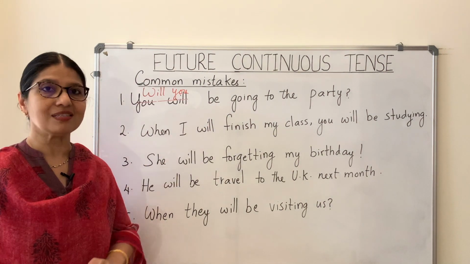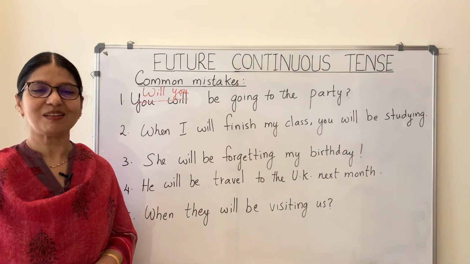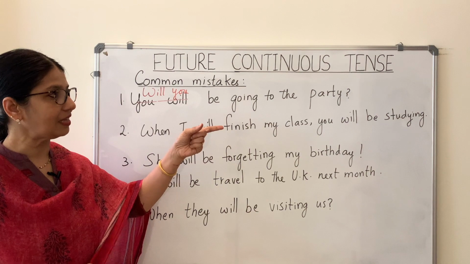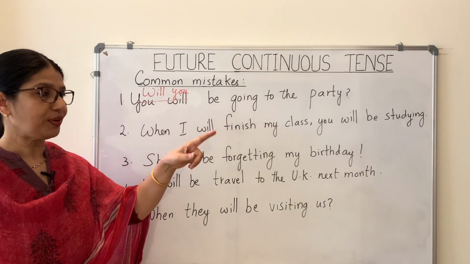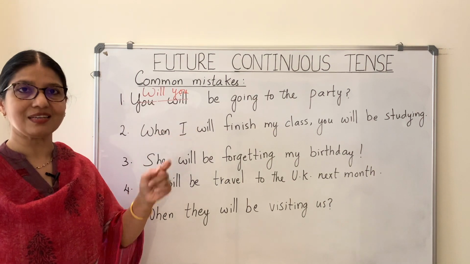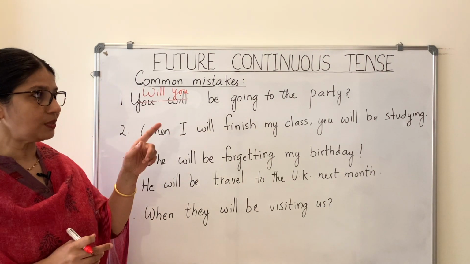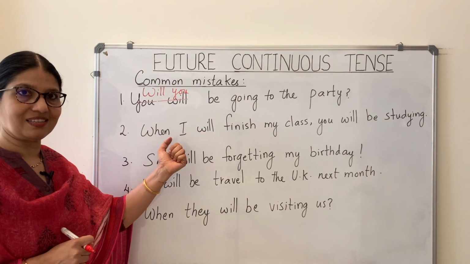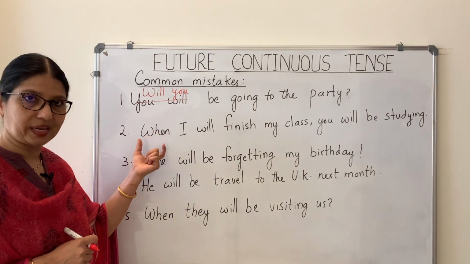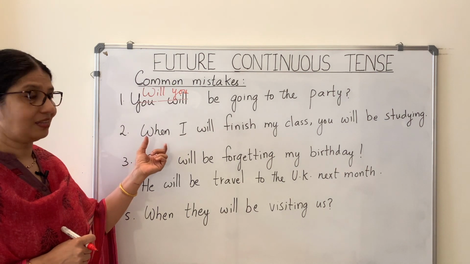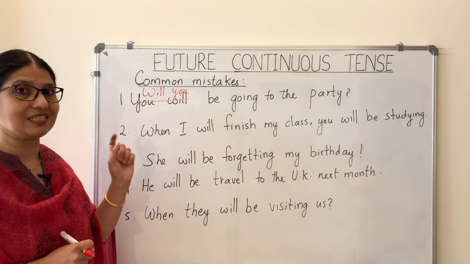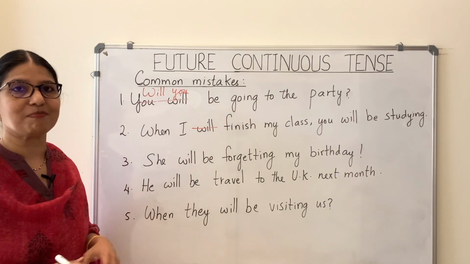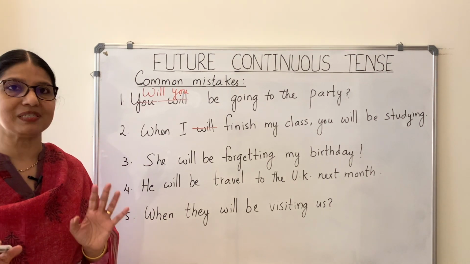When I will finish my class, you will be studying. Something is wrong with this sentence. You know that here you have two actions. One is I will finish my class and the other is you will be studying. So when you compare these two verbs, you can see that studying is a longer action. So that's why we use the future continuous tense there. So that part is right. What about this part of the sentence? This is a time clause. We begin it with when. So when you begin a time clause with when, the verb will be in present tense. So it shouldn't be when I will finish my class. It should be when I finish my class. We just use the present simple tense.